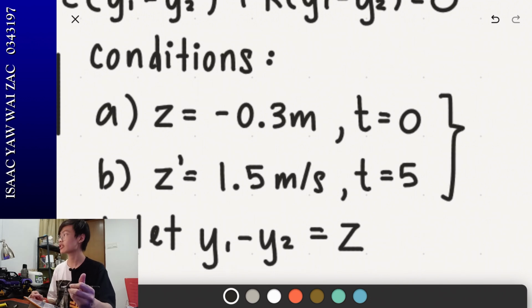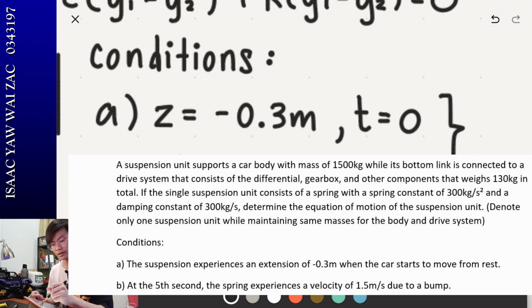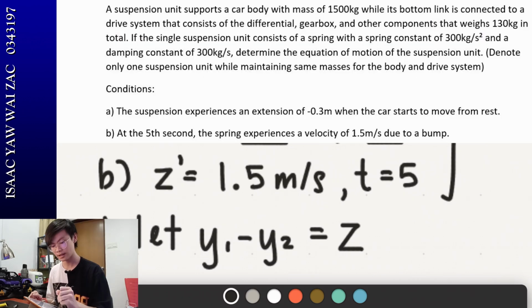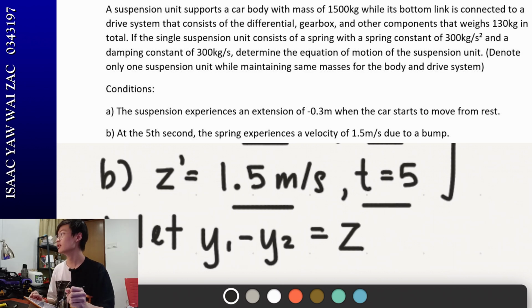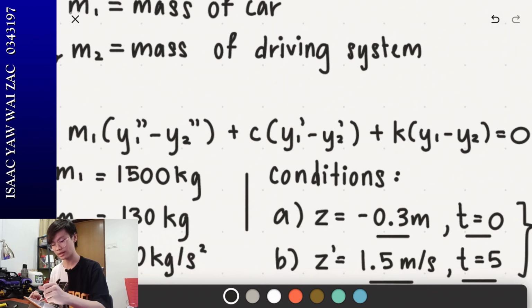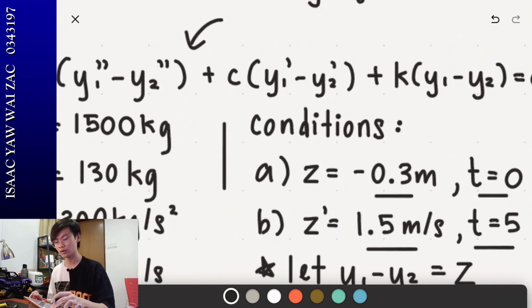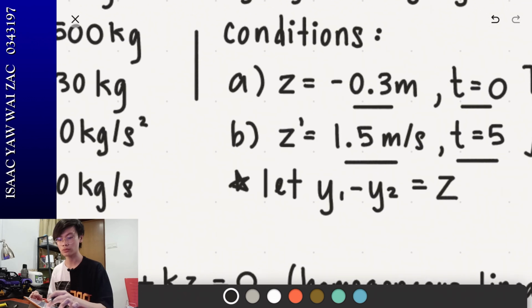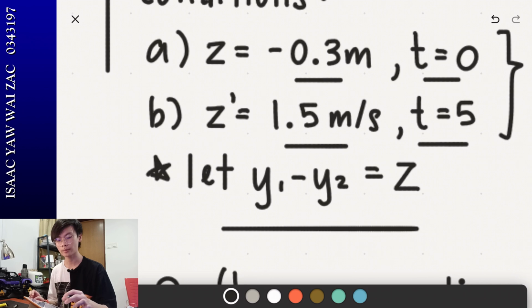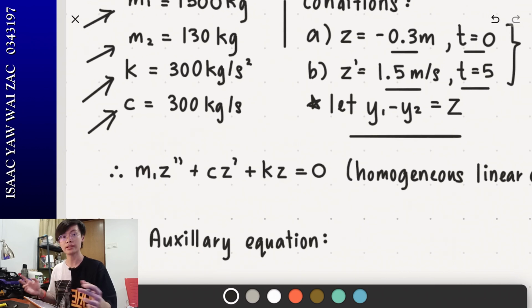A is the suspension has an extension of negative 0.3 meters because it's compressed when time is 0, and the velocity experienced is 1.5 meter per second when time is at the 5th second. So from our equation earlier, we have gotten a lot of y1 minus y2. It's just that we have the prime and the double prime. So we let y1 minus y2 as z, which is our distance.